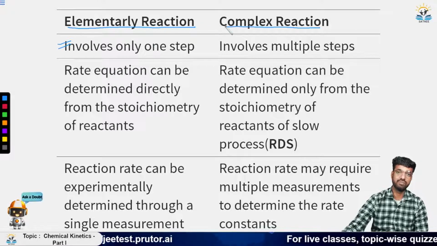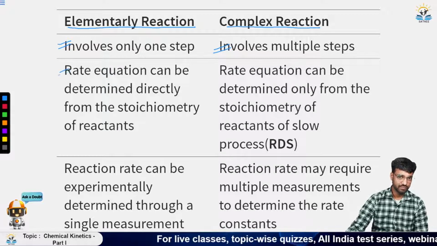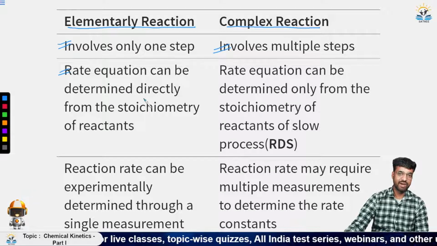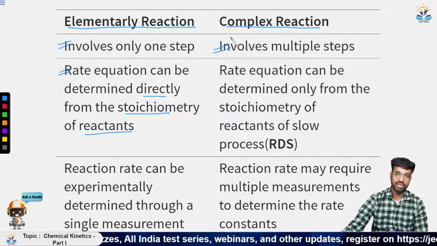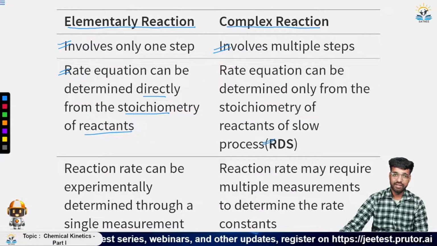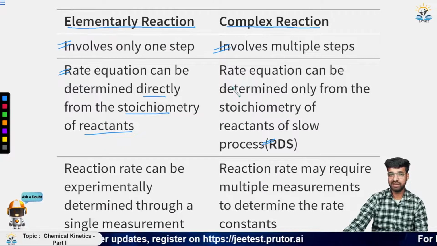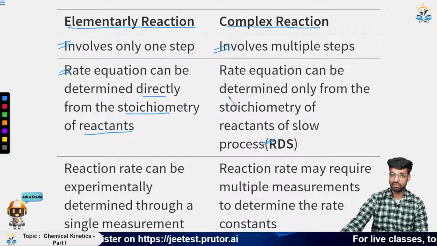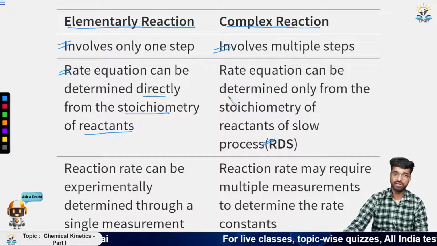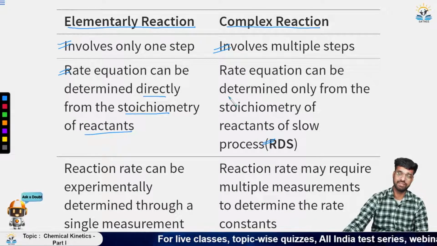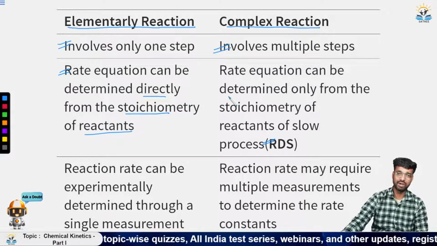An elementary reaction involves one step. The complex reaction involves multiple steps. Now the rate equation can be determined directly from the stoichiometric coefficient, as I said earlier. But in case of complex reaction, the rate determining step determines what will be the order of reaction. So what do you mean by the rate determining step? It is the slowest process. Suppose a reaction is taking place in 3 steps and the second step is the slowest step, then it will be determining the rate of reaction and we will take the order of the reaction as per that step. So why is it so?